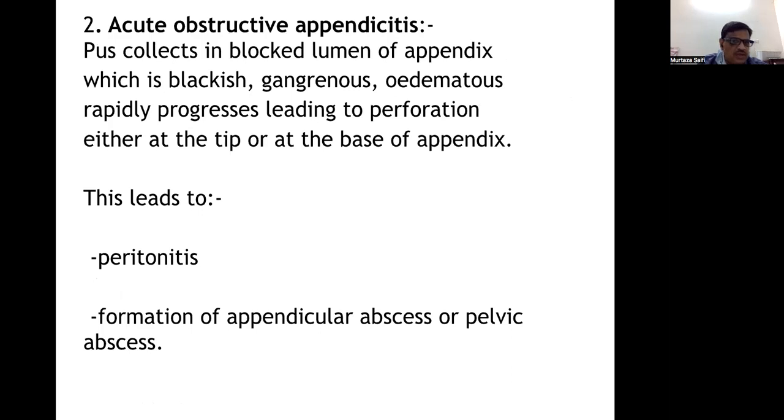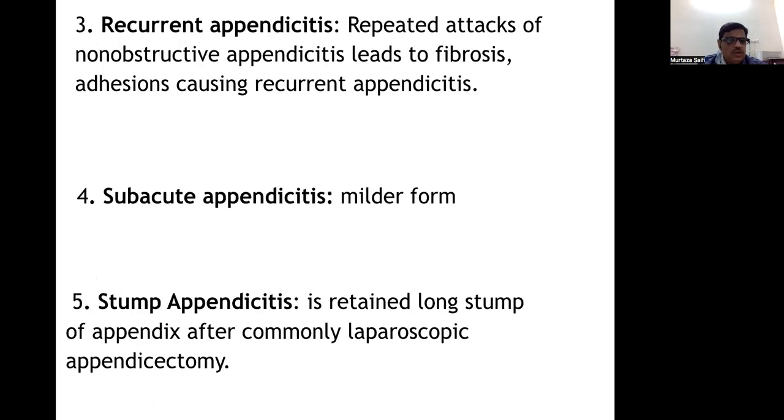Acute obstructive appendicitis: pus first collects in the blocked lumen of the appendix, which is blackish, gangrenous, and edematous, rapidly progressive, leading to perforation either at the tip or at the base of the appendix. This leads to peritonitis and formation of an appendicular abscess or pelvic abscess. The third category is recurrent appendicitis. Repeated attacks of non-obstructive appendicitis lead to fibrosis and adhesions, causing recurrent appendicitis.